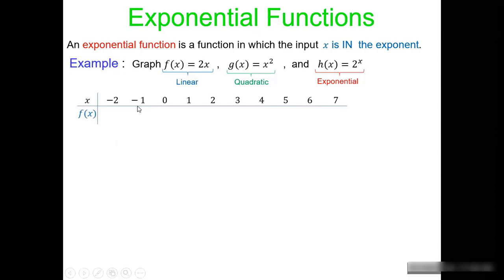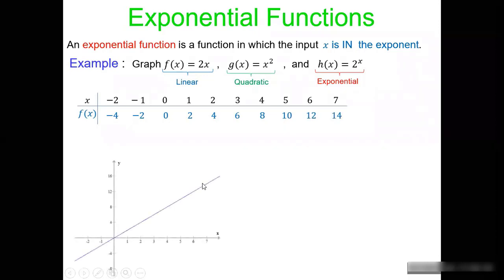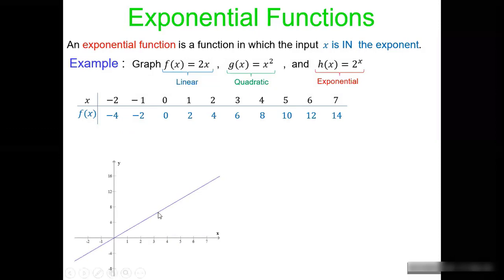So if we just take a few inputs and find the corresponding outputs for the linear function, remember that all this function is telling us to do is to take the input and multiply it by 2, which is why you can see that every output is just 2 times the original input. So if you were to take a look at this on a graph, this is scaled a bit differently because each hash mark on the x-axis is 1 unit, while each hash mark on the y-axis is 4 units. But this is going to form a line with a slope of 2.